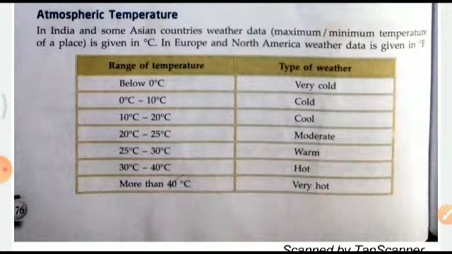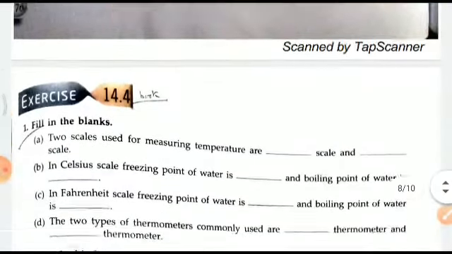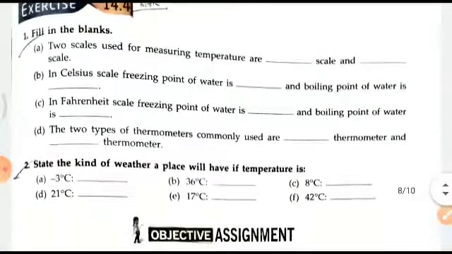Now, in India and some Asian countries, weather data is given in degree centigrade. In Europe and America, it is given in Fahrenheit. Below 0 degree centigrade, it's very cold, 0 to 10 degree is cold, and so on. Now let us do this exercise here.